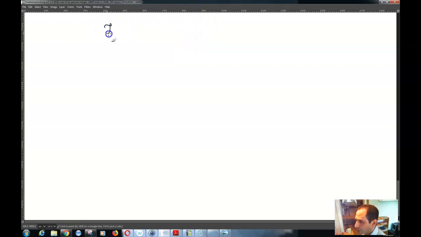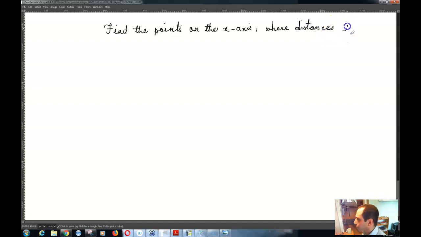We want to find the points on the x-axis whose distances from basically this line, which is x divided by 3 plus y divided by 4 is equal to 1, are 4 units.